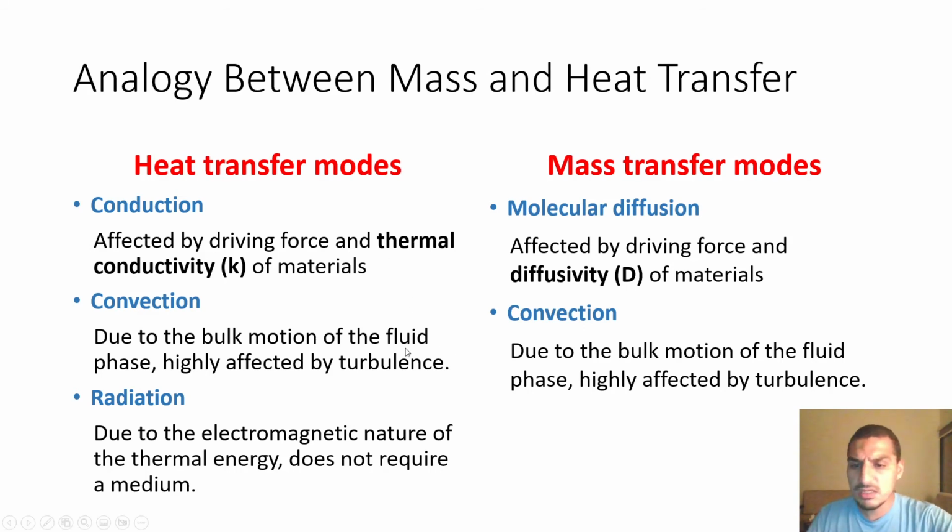Convection is exactly the same. Here the heat is transferred because the hot molecules that have the heat are transferred from one point to another due to the bulk flow. And the same in convection for mass transfer, the high concentration goes to low concentration due to the bulk flow. The only difference is that we don't have radiation in mass transfer, because in heat transfer it's a transfer of energy, and energy can take the form of radiation, while this is not possible in the case of mass. So we cannot have something that corresponds to radiation.